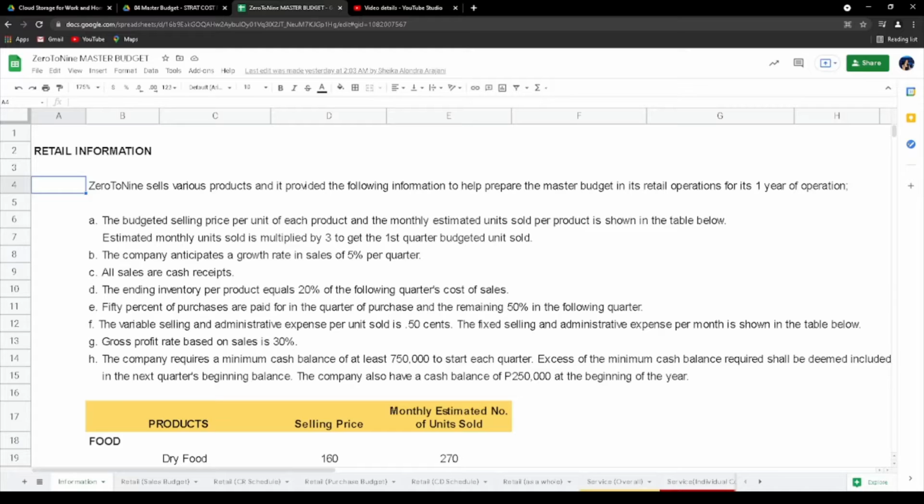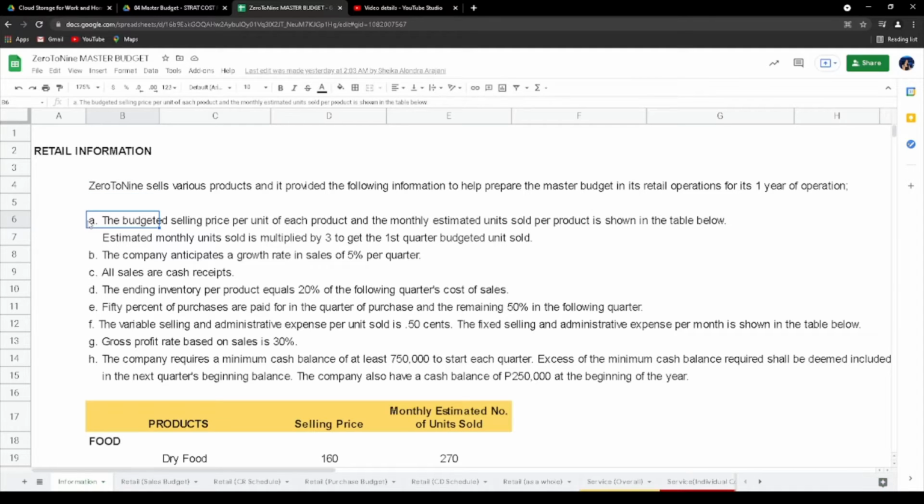Good day. We are going to present the master budget of our business, 0 to 9. Presented here is the information that we'll be using in the computations. For the retail information, 0 to 9 sells various products and it provided the following information to help prepare the master budget in its retail operations for its first year of operation.